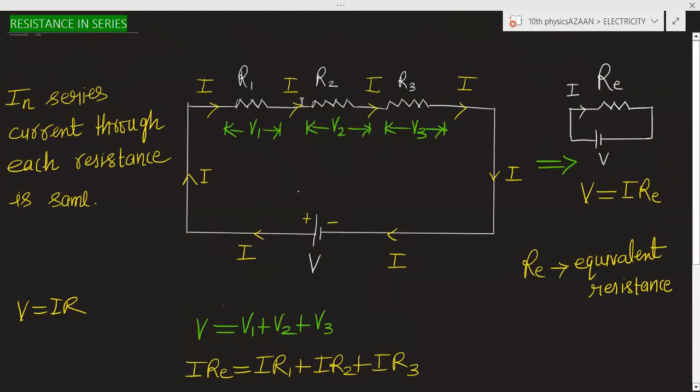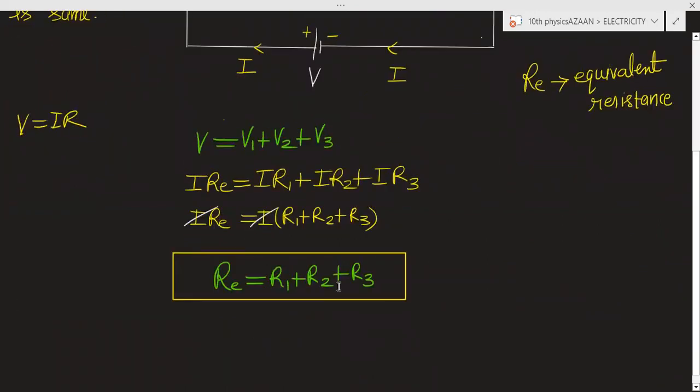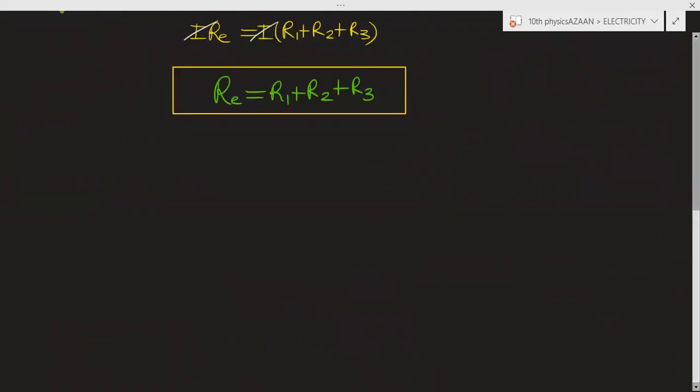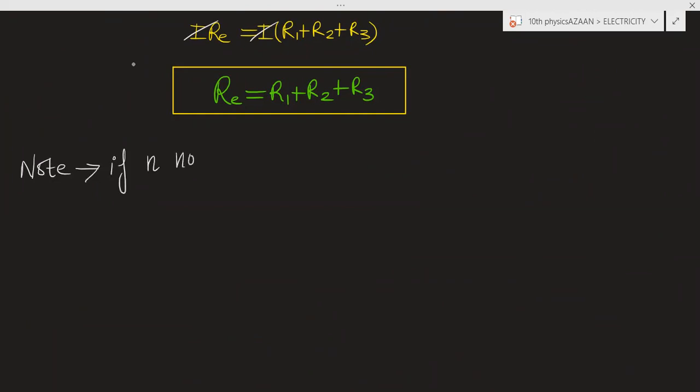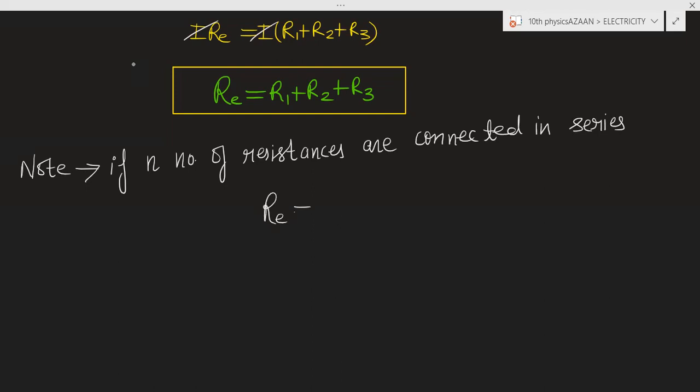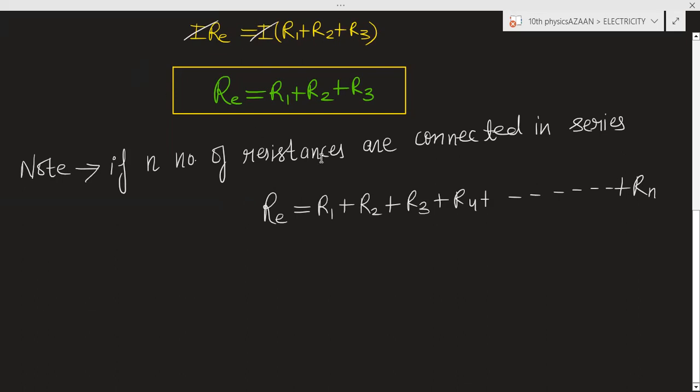For example, if you have 4 resistances connected, then the equivalent resistance is R1, R2, R3 plus R4. If n number of resistances are connected in series, then we can write R equivalent is equal to R1 plus R2 plus R3 plus R4 plus R5 plus R6 and so on up to Rn. For example, if 9 resistances are connected in series, what will be the equivalent resistance? R1 plus R2 plus R3 plus R4 and so on.